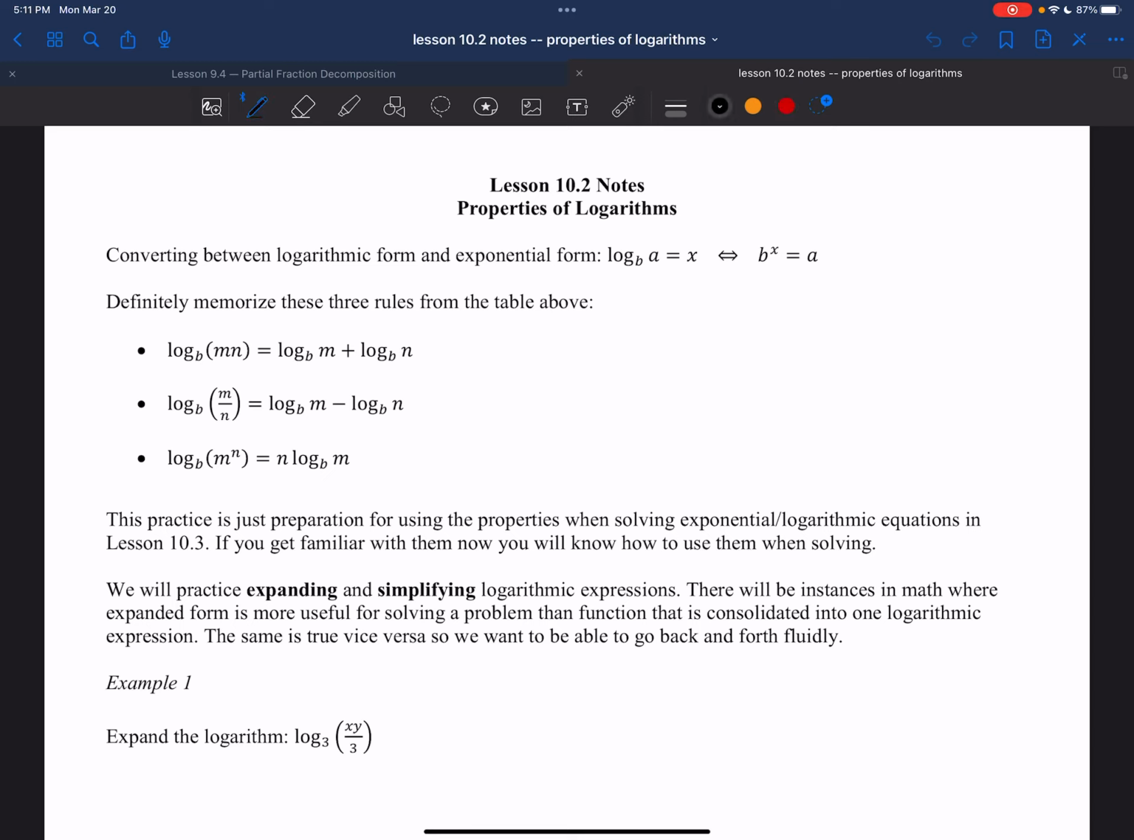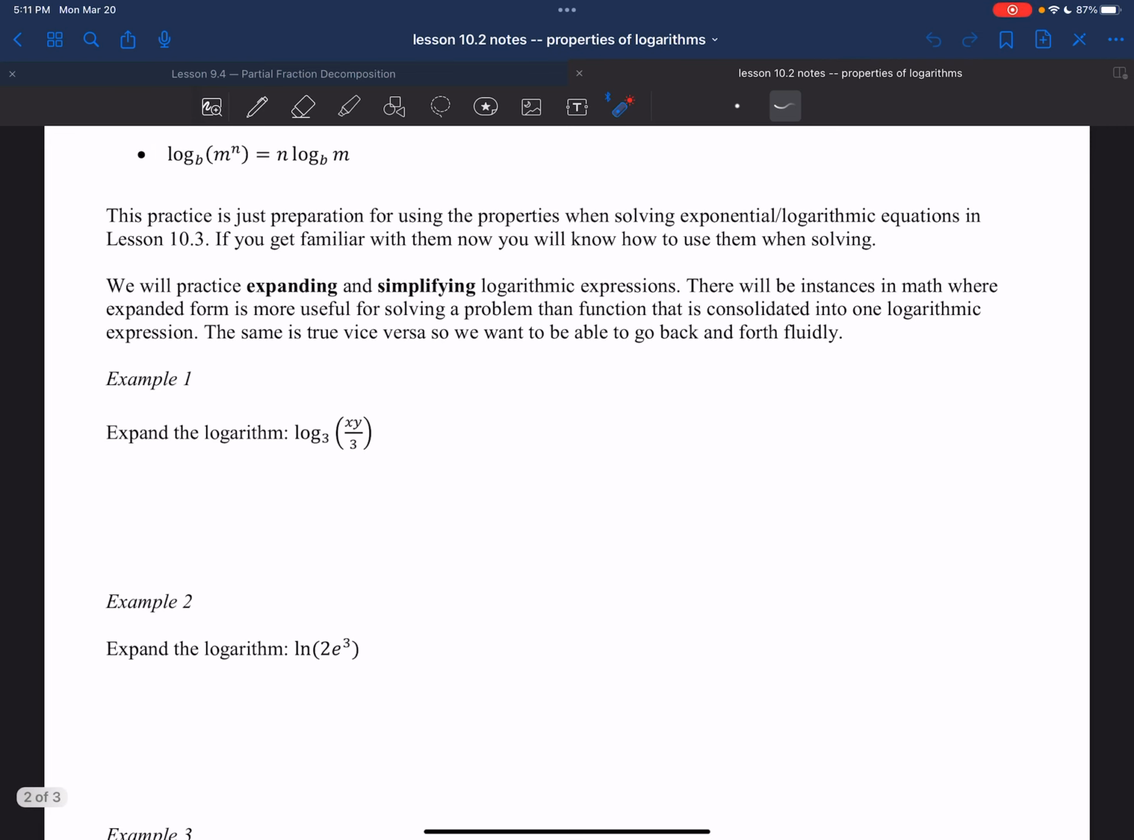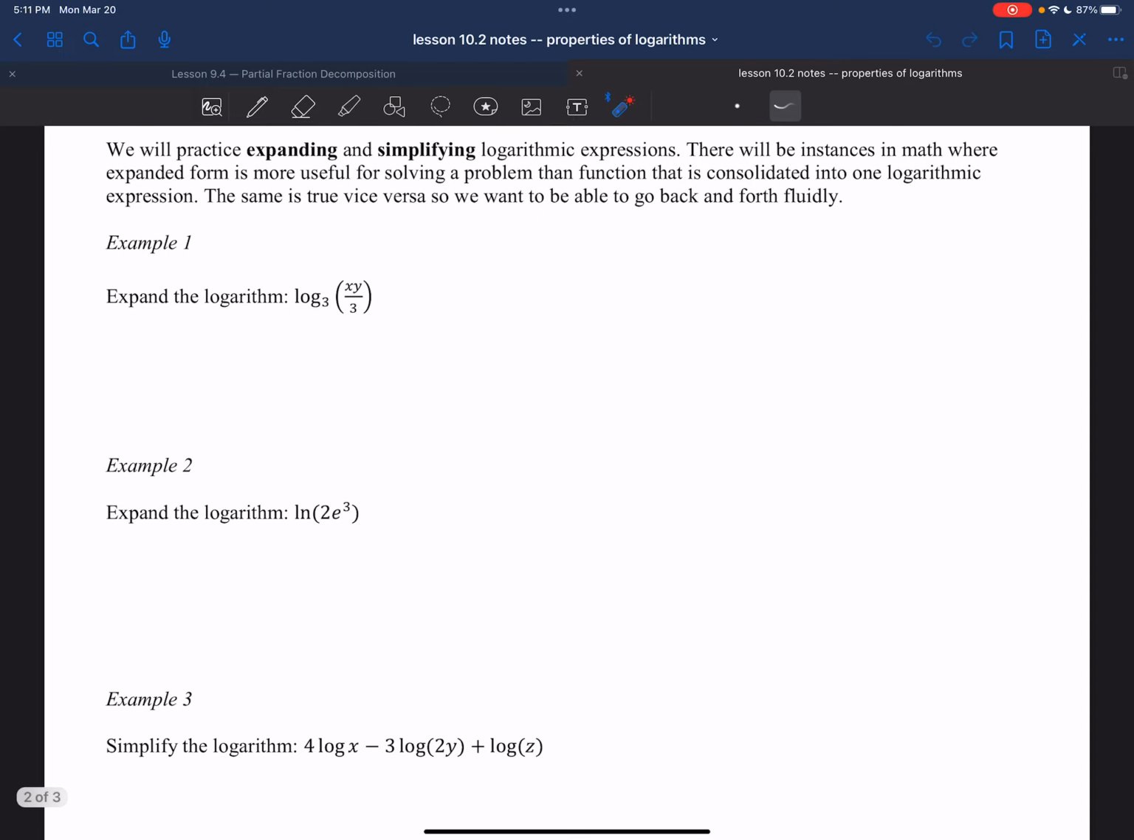So I said definitely memorize these three from the table, so make sure you're looking at those. And this practice is just to help you understand how to use the rules. We're going to use these rules to solve in the next lesson. We're not going to solve yet. Solving really is just a couple more steps. It's not actually that much of a leap, but I want you to get familiar with the properties first, then we'll use them to actually solve some equations.